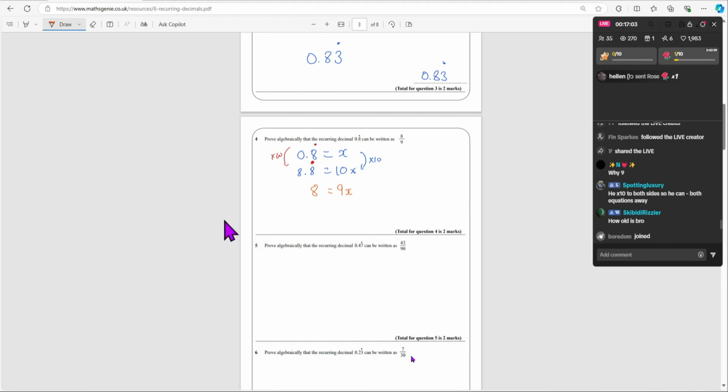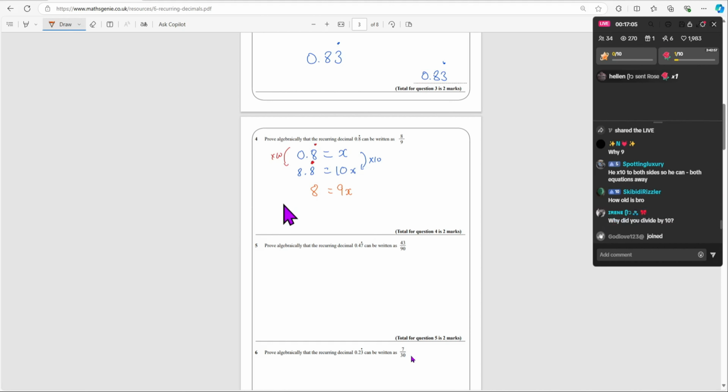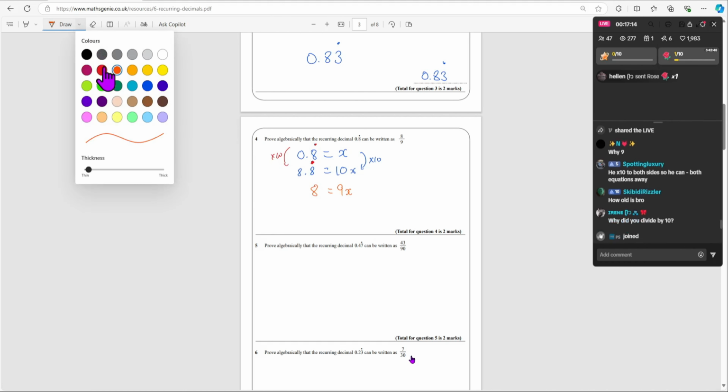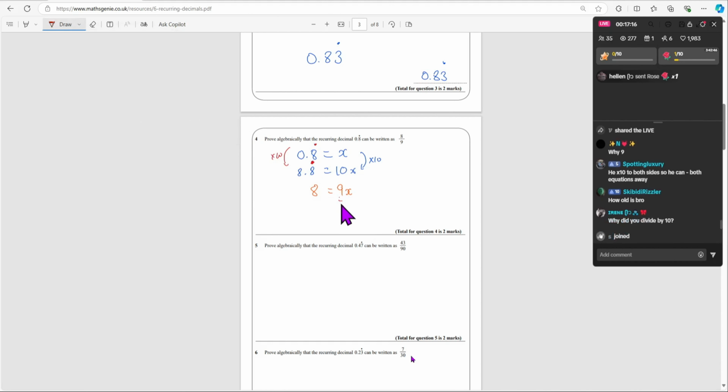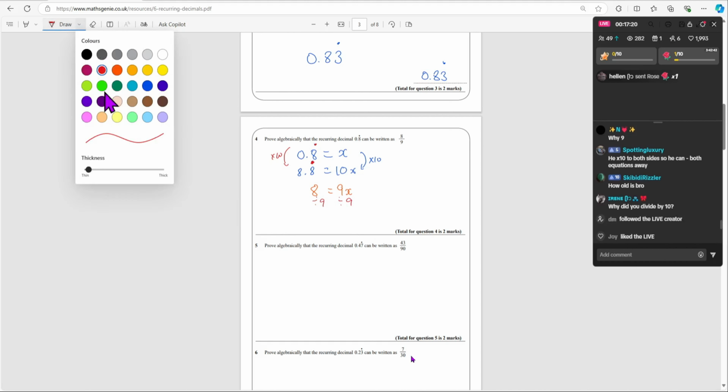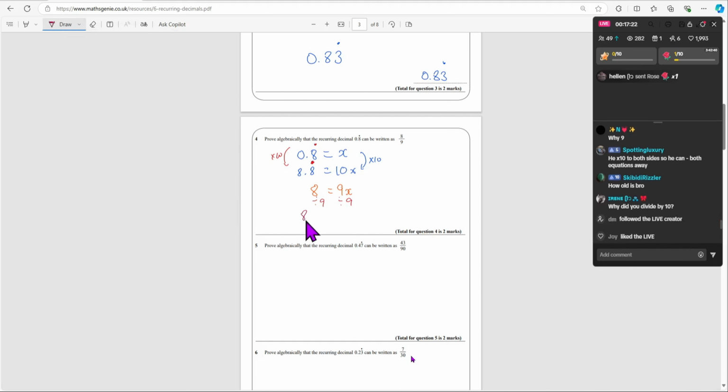Now, once we know that 8 is equal to 9x, we can get x on its own. So what we do is divide by 9 on both sides, like that. We're going to get x on its own. So we end up with 8 over 9 is equal to x. And that is literally proving the point. Okay? So do you guys understand that?